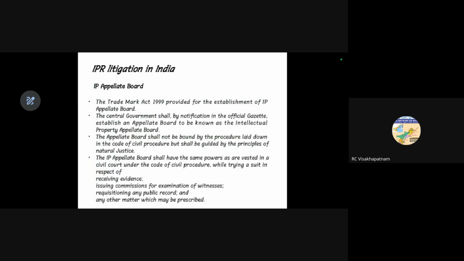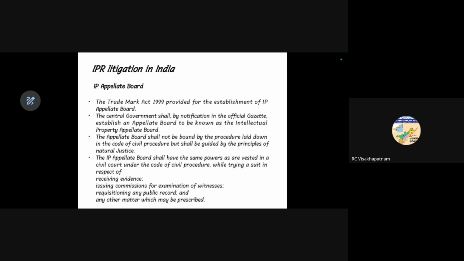So what is IPR litigation in India? In India, the Trademark Act 1999 provides for the establishment of the Intellectual Property Appellate Board. The central government shall, by notification in the official gazette, establish this appellate board, known as the Intellectual Property Appellate Board. This board is not bound by the procedure laid down in the Code of Civil Procedure, but it shall be guided by the principles of natural justice. The principles of natural justice is a concept which was widely given in administrative law.